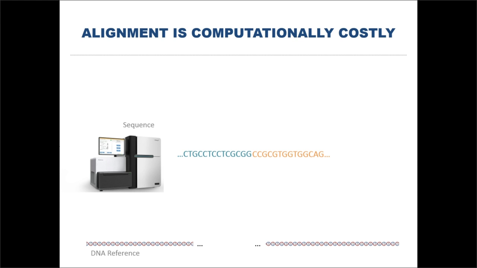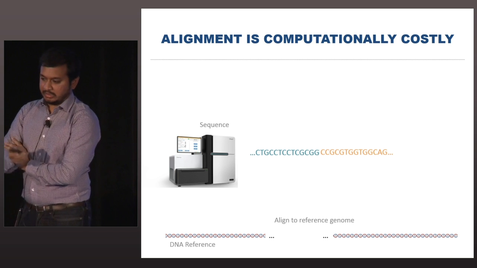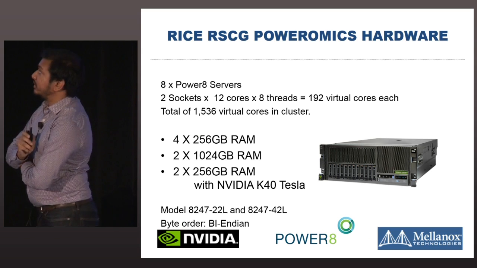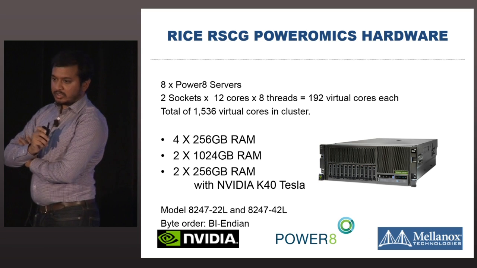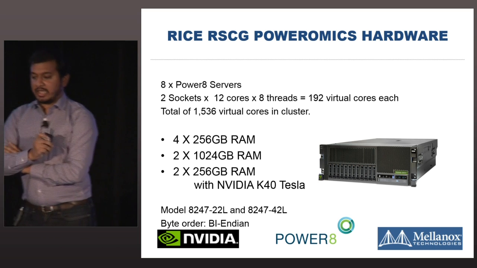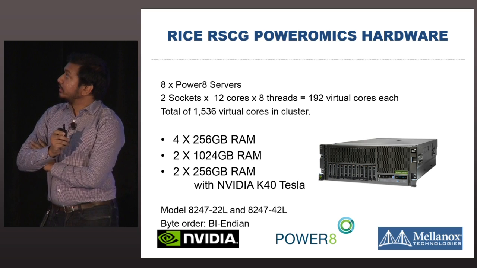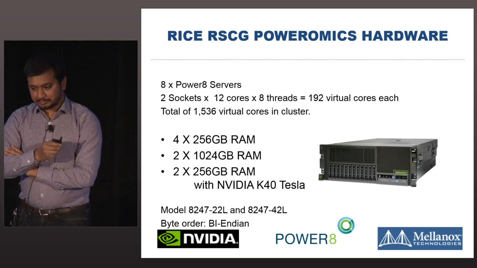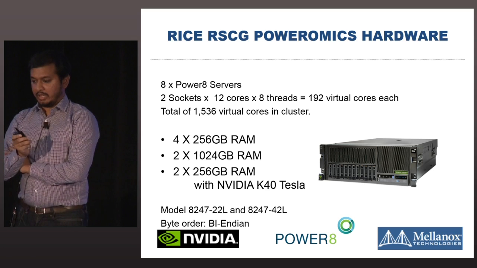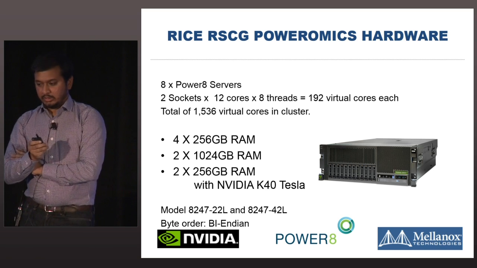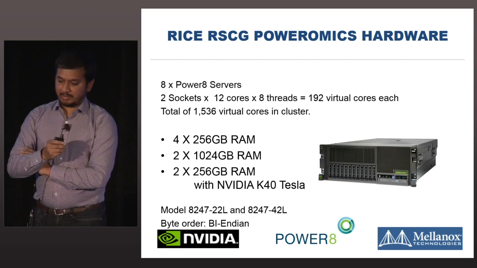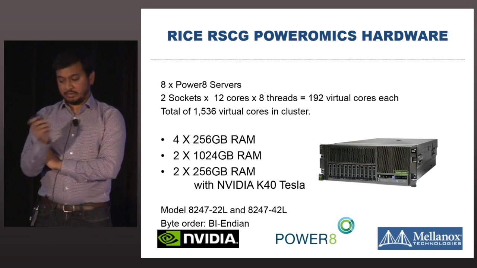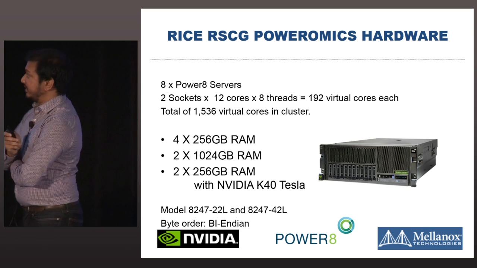So to set the stage a little bit, I'll tell you about our hardware setup at Rice. We have 8 Power8 systems for a total of roughly 1,500 virtual cores. 2 of our nodes are high memory nodes with a terabyte of RAM for high memory applications, and then 2 of them have K40 Teslas. Actually, this is a little bit out of date. They just got upgraded to K80 Teslas.